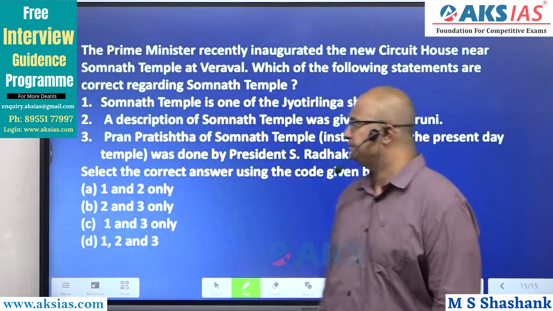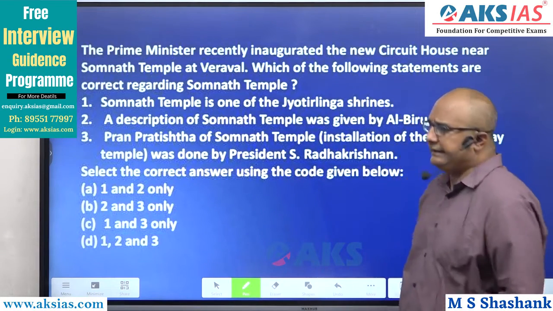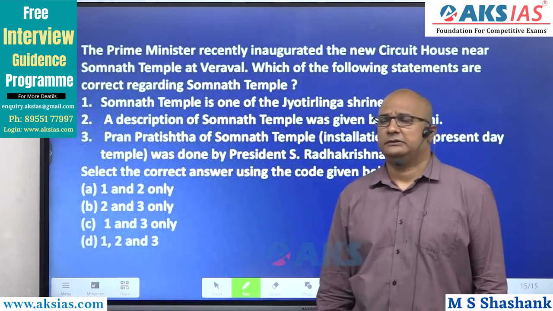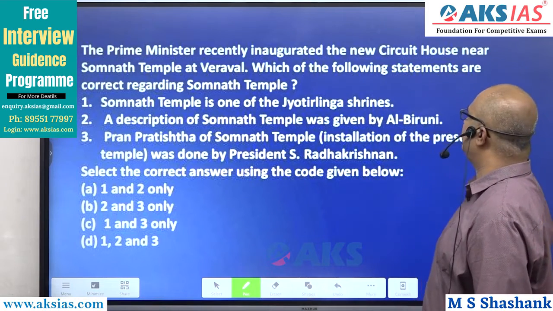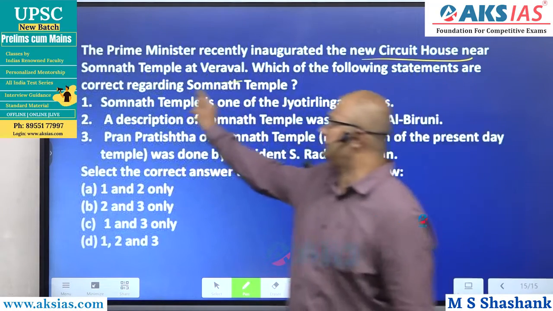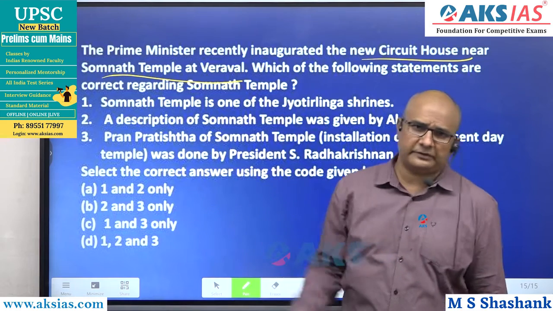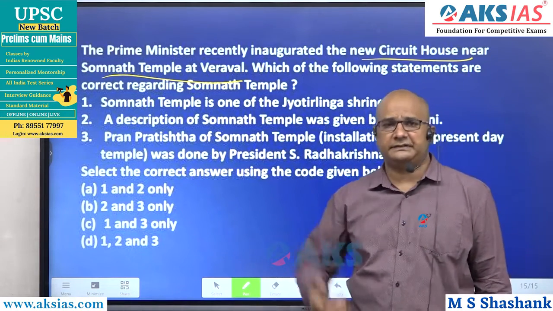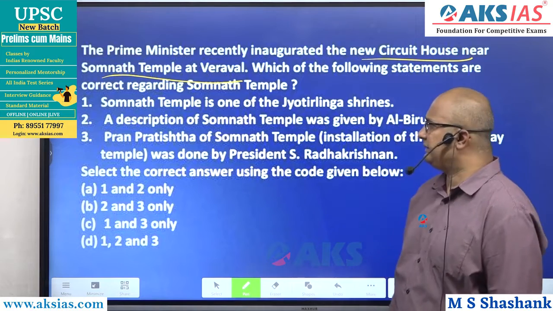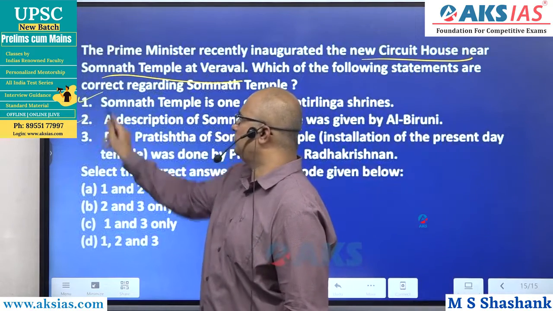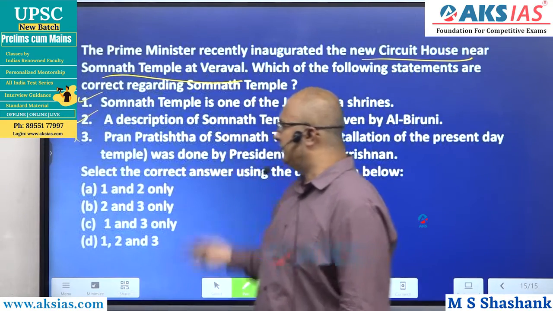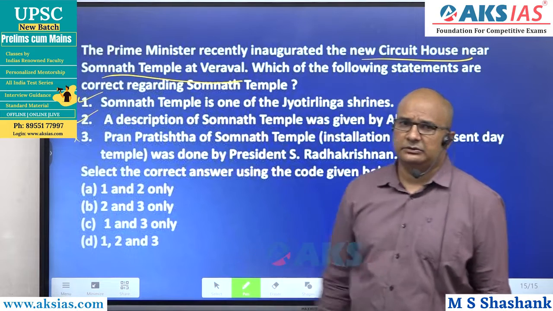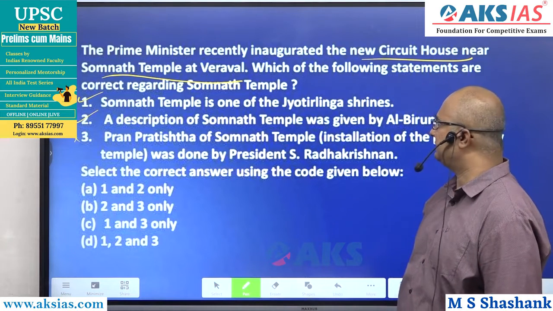Coming to the last question. Again, a question coming from current affairs. The Prime Minister recently inaugurated a new circuit house near Somnath Temple in Gujarat. It's very famous, we all know it. Three statements have been given with respect to it and asked which of these is or are correct. The answer will be 1 and 2 are correct and 3 is wrong. A very easy question. Again, those who have basic knowledge can easily answer it.